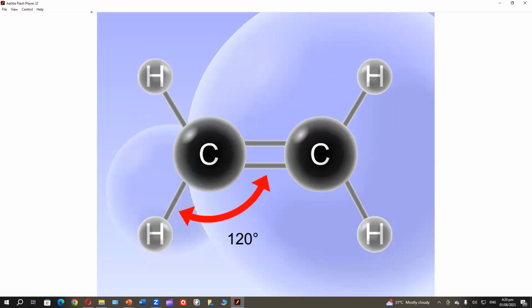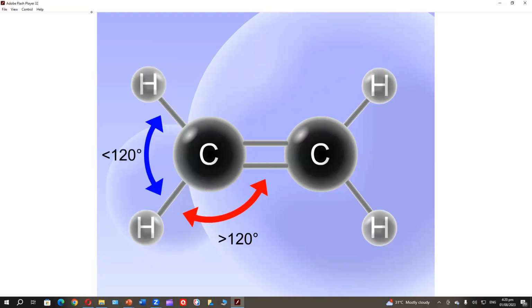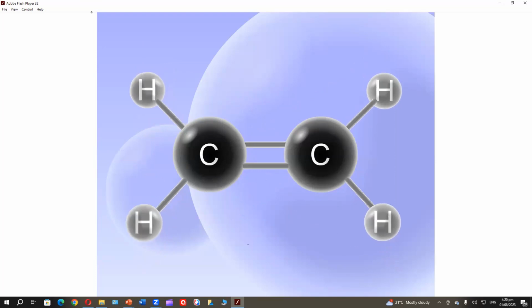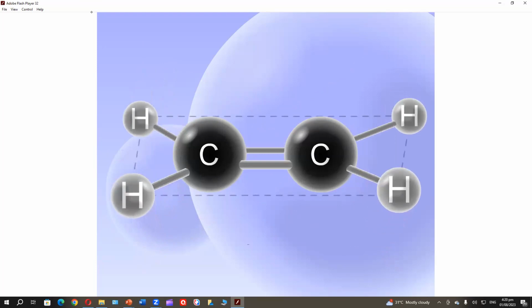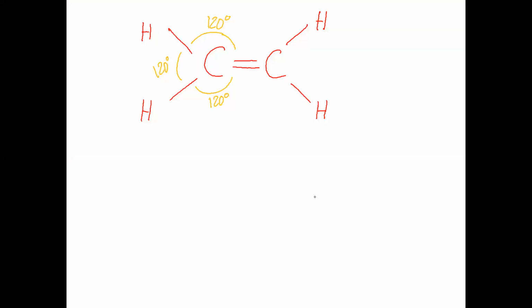Since the repulsion between a double bond and a single bond is slightly stronger than that between 2 single bonds, the angles are a bit distorted. The overall geometry is planar, though that cannot be predicted from VSEPR theory. This is the shape of the ethene molecule.